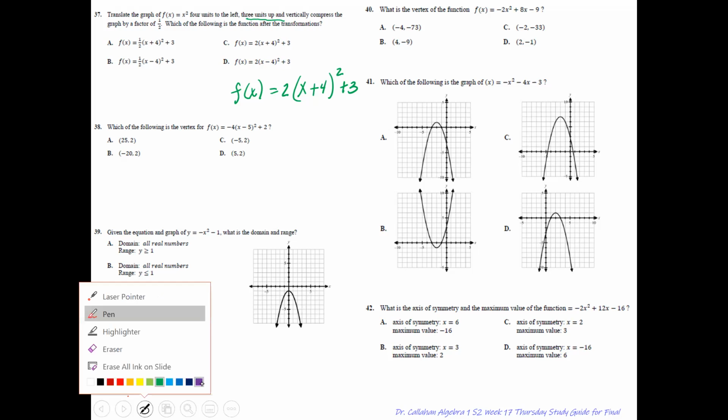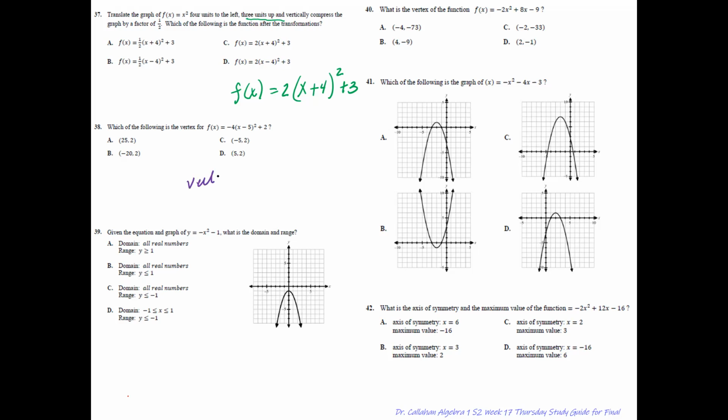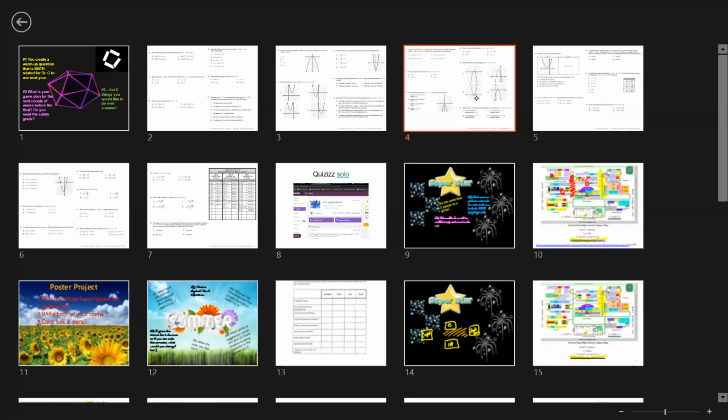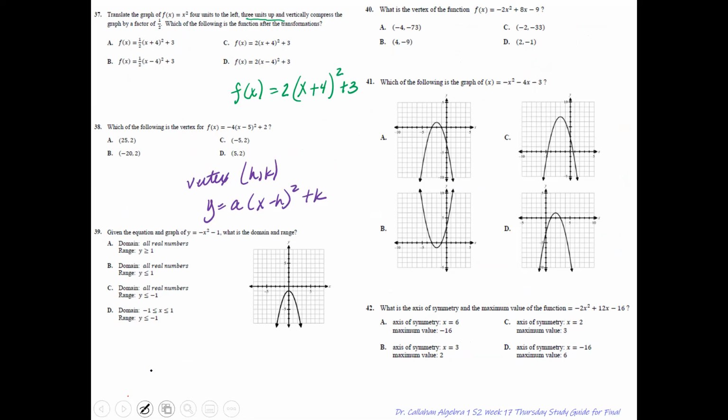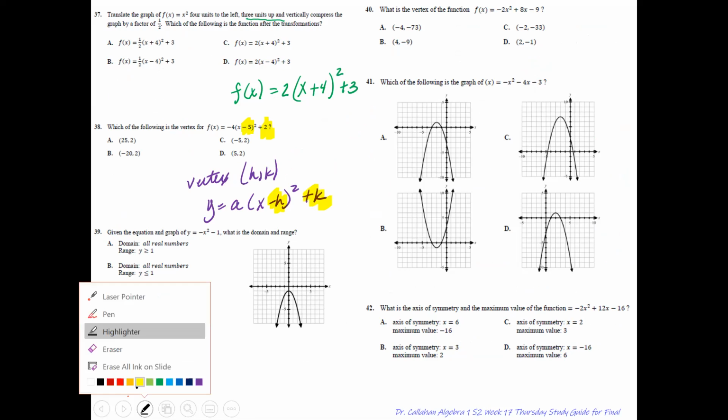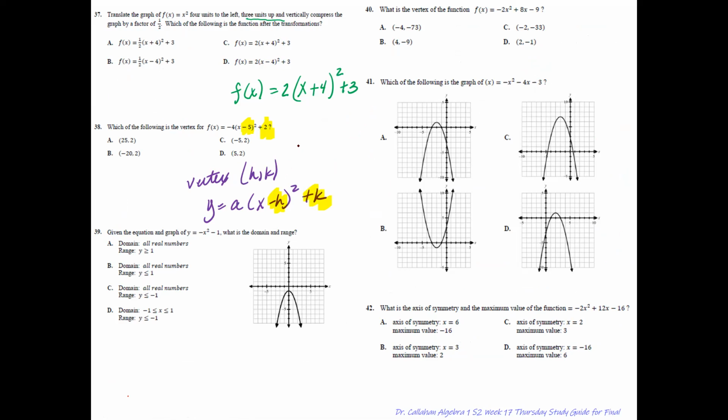Number 38, which one's a vertex? Remember, your vertex is going to be H and K in this equation. So let's go ahead and match it up, you guys. You have -5, which is negative H, 2, which is K. So then looking at this, your H is going to be +5 and your K is 2. So if it's HK, it's 5, 2.